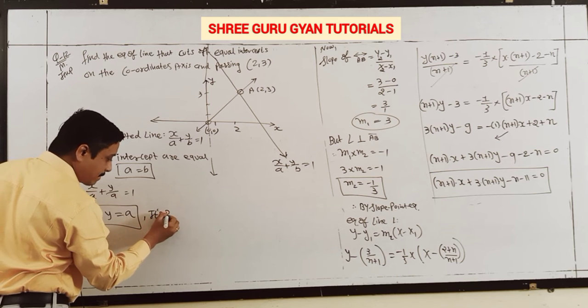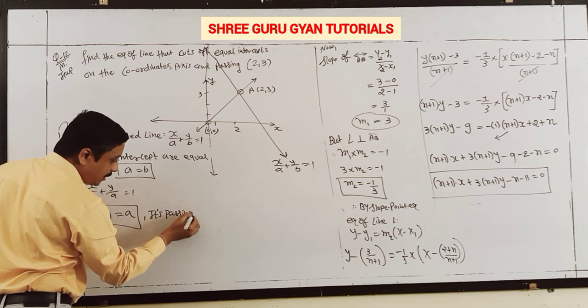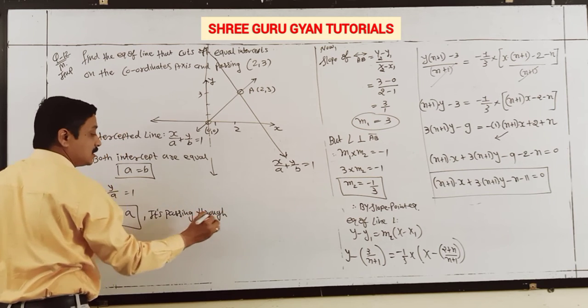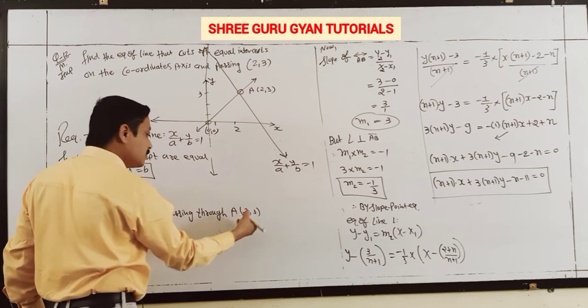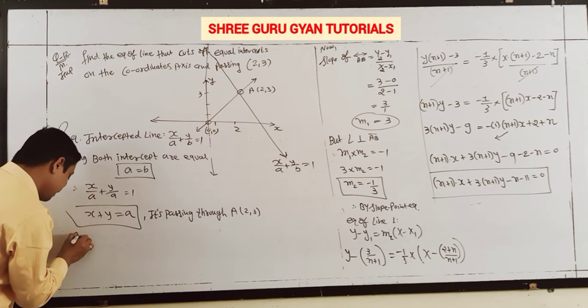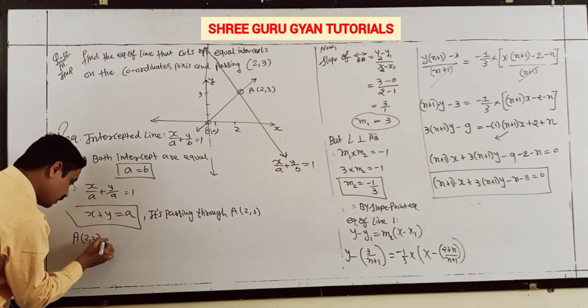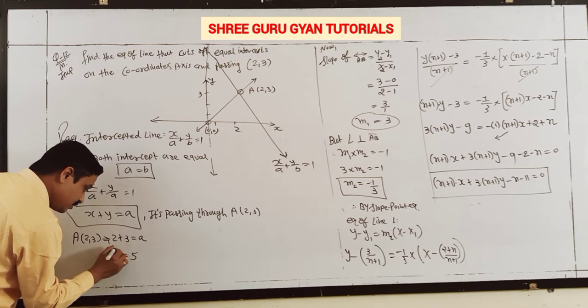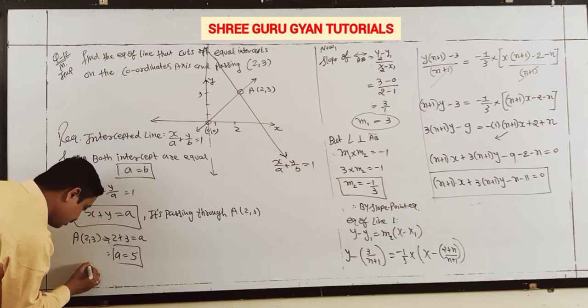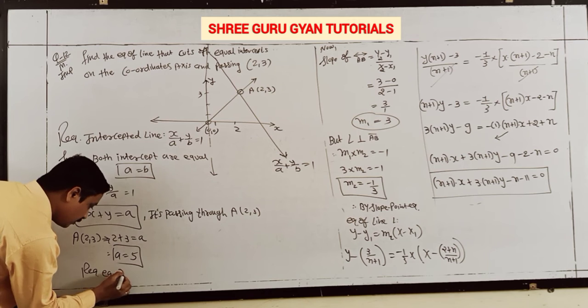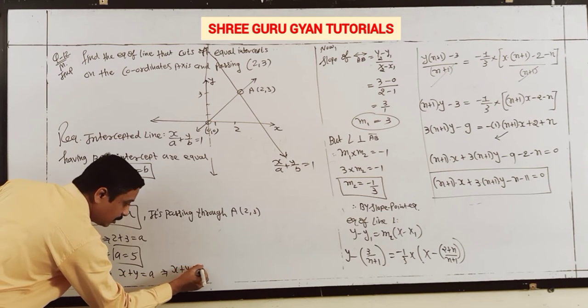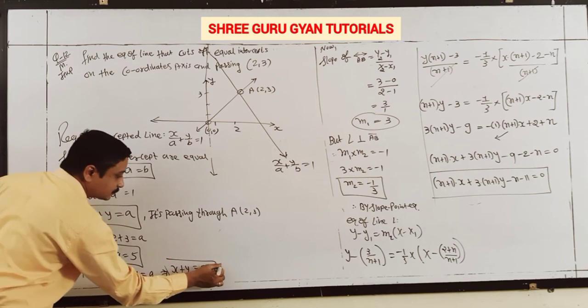It is passing through what? 2, 3. So you just apply 2, 3 here: 2 plus 3 is equal to a, which becomes 5. Finally you can write the required equation x plus y equals a. Students, x plus y is equal to 5. Here your textbook answer is done.